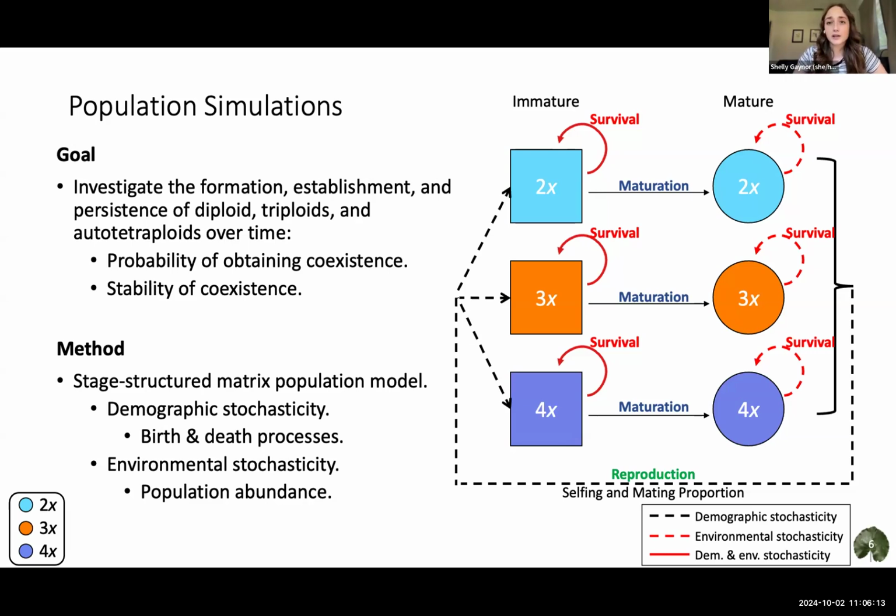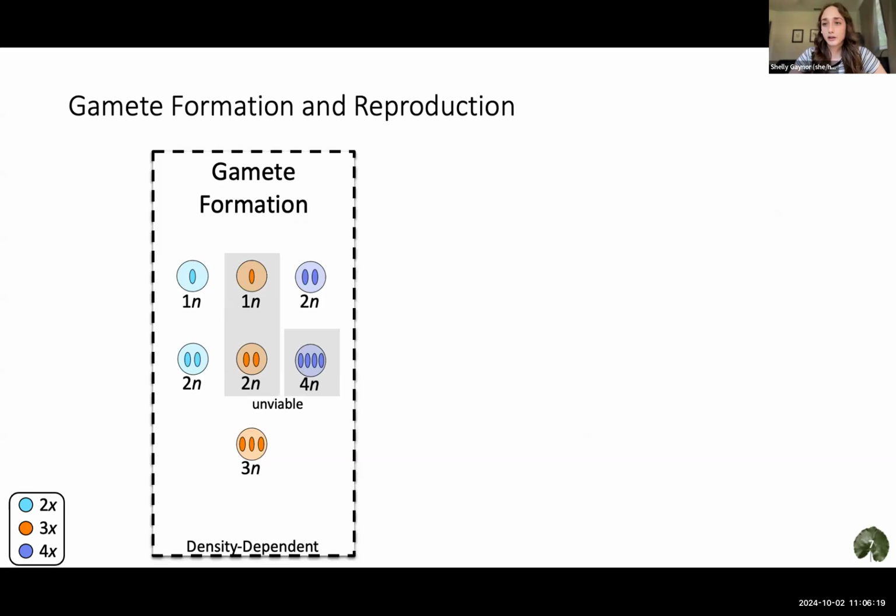And since this is a cytotype-specific mechanistic function, I'm going to walk through it a little more. So first, in this reproductive step, we have gamete formation. So here, diploids can form unreduced or reduced gametes. Triploids can only have viable 3N gametes, and tetraploids can only have viable 2N gametes. And the number of gametes produced by each individual is density dependent.